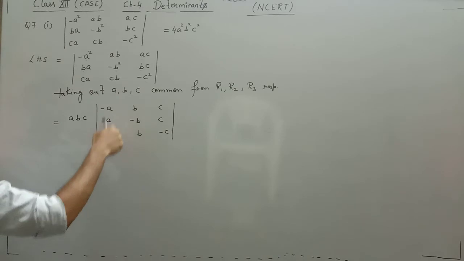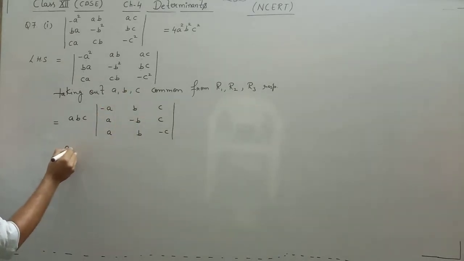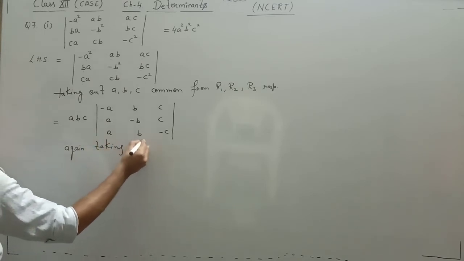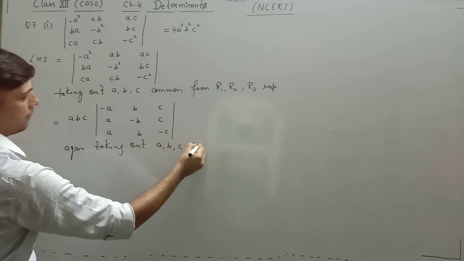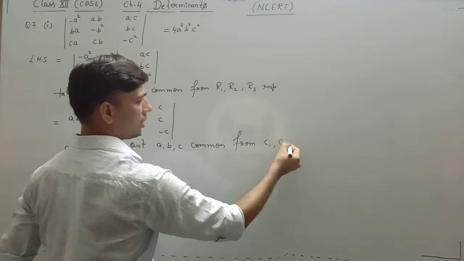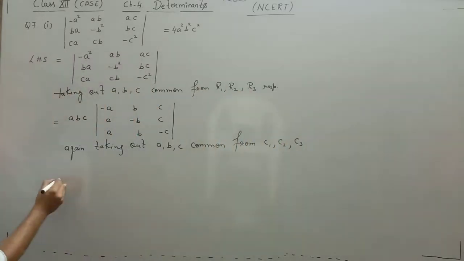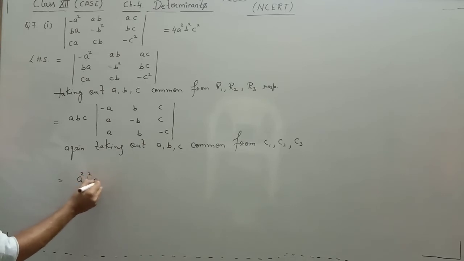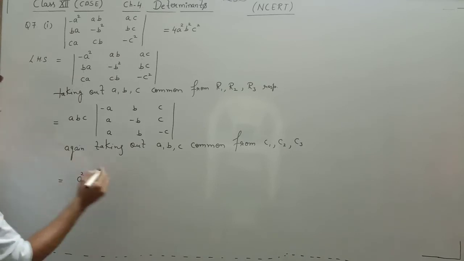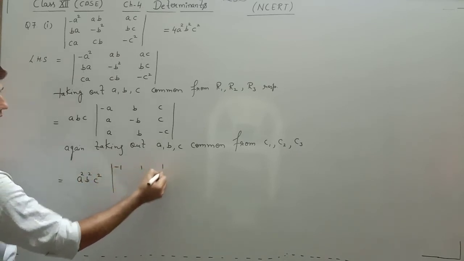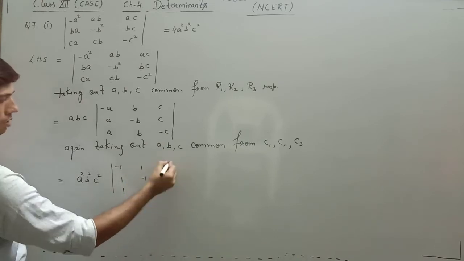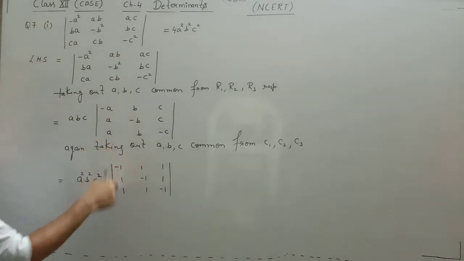You can see again a, b, c is common in column 1, 2, 3. So again taking out a, b, c common from column 1, column 2 and column 3. So a square, b square, c square. a, b, c are already there, so with a, b, c coming out, it becomes a square, b square, c square. Minus 1, 1, 1, 1, minus 1, 1, 1, 1, minus 1. You can see, when a goes out, what remains is b and c.